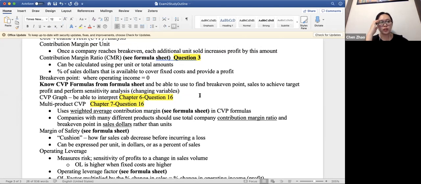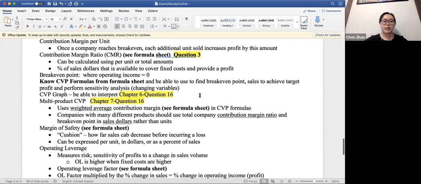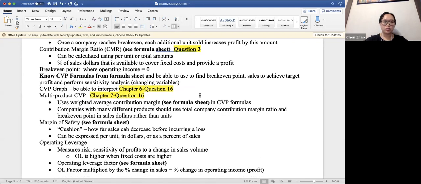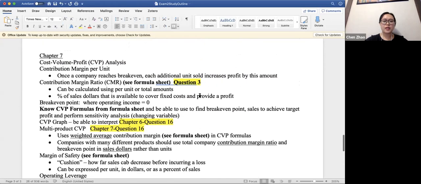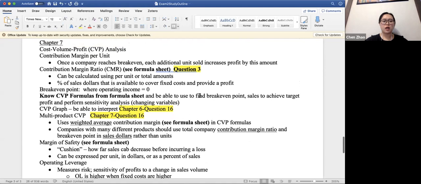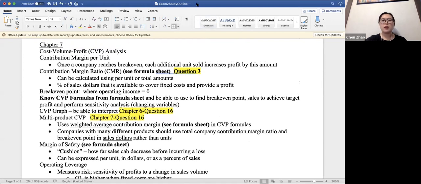Break-even point in units and break-even point in dollars, in sales dollars, and then also margin of safety in units and margin of safety in dollars, which you have done in project 2. I don't think I have to go over all these class material again, but I would prefer that we do some of the problems together.